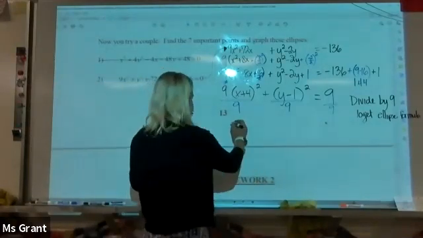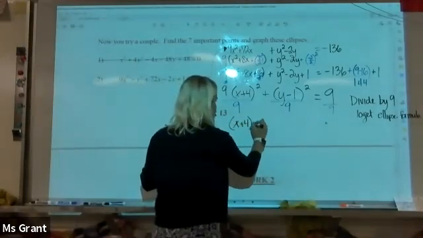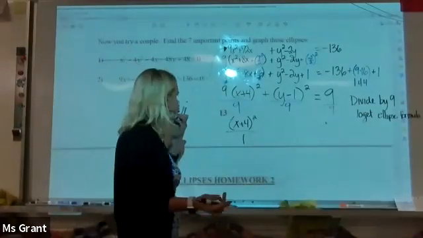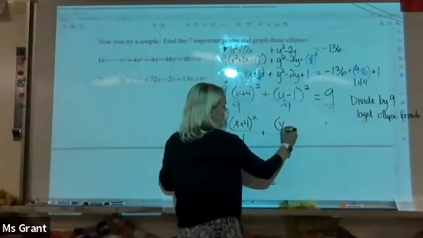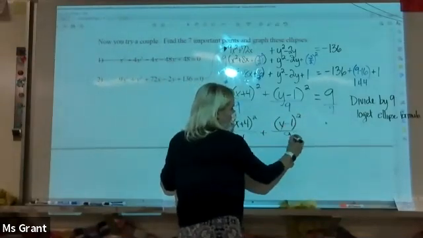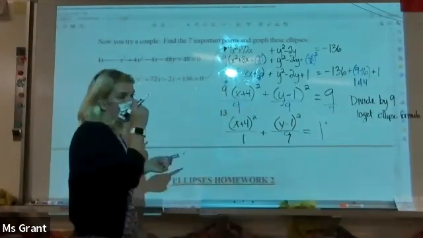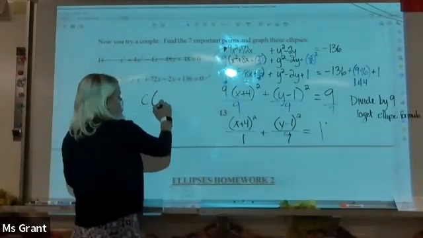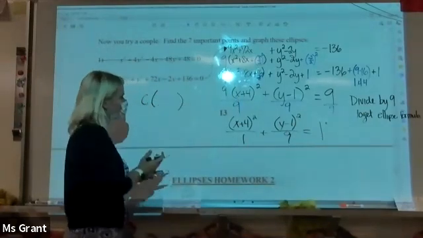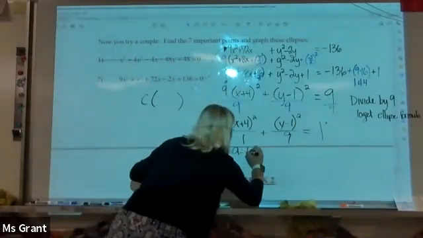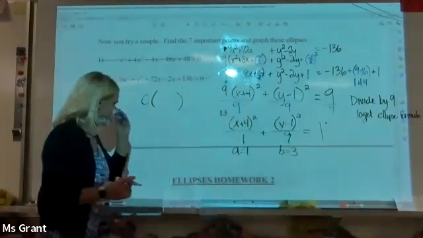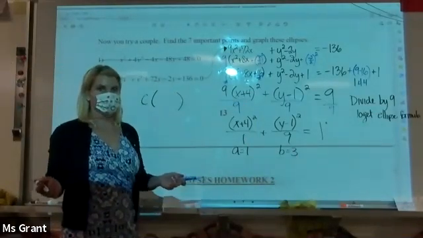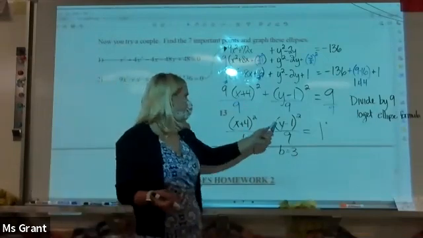So my ellipse formula is x plus 4 squared over 1. I have to put the 1. I have to have a denominator in the ellipse formula. Plus y minus 1 squared over 9 equals my 1 that I wanted. So my center is h, k: negative 4, positive 1.